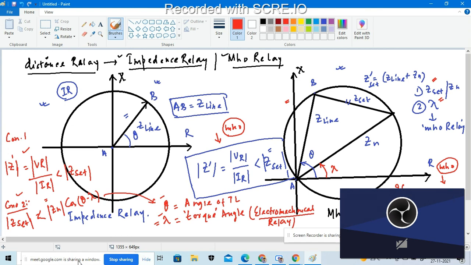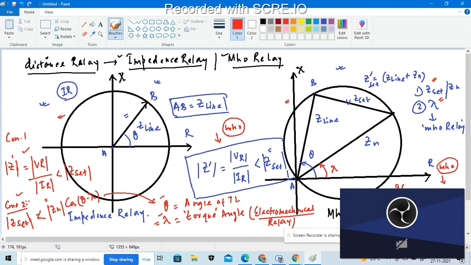Okay, but this kind of scenario will not be seen in the impedance relay. Why will I choose the mho relay rather than the impedance relay? Because the impedance relay has a single parameter value. It only has the angle of the transmission line.